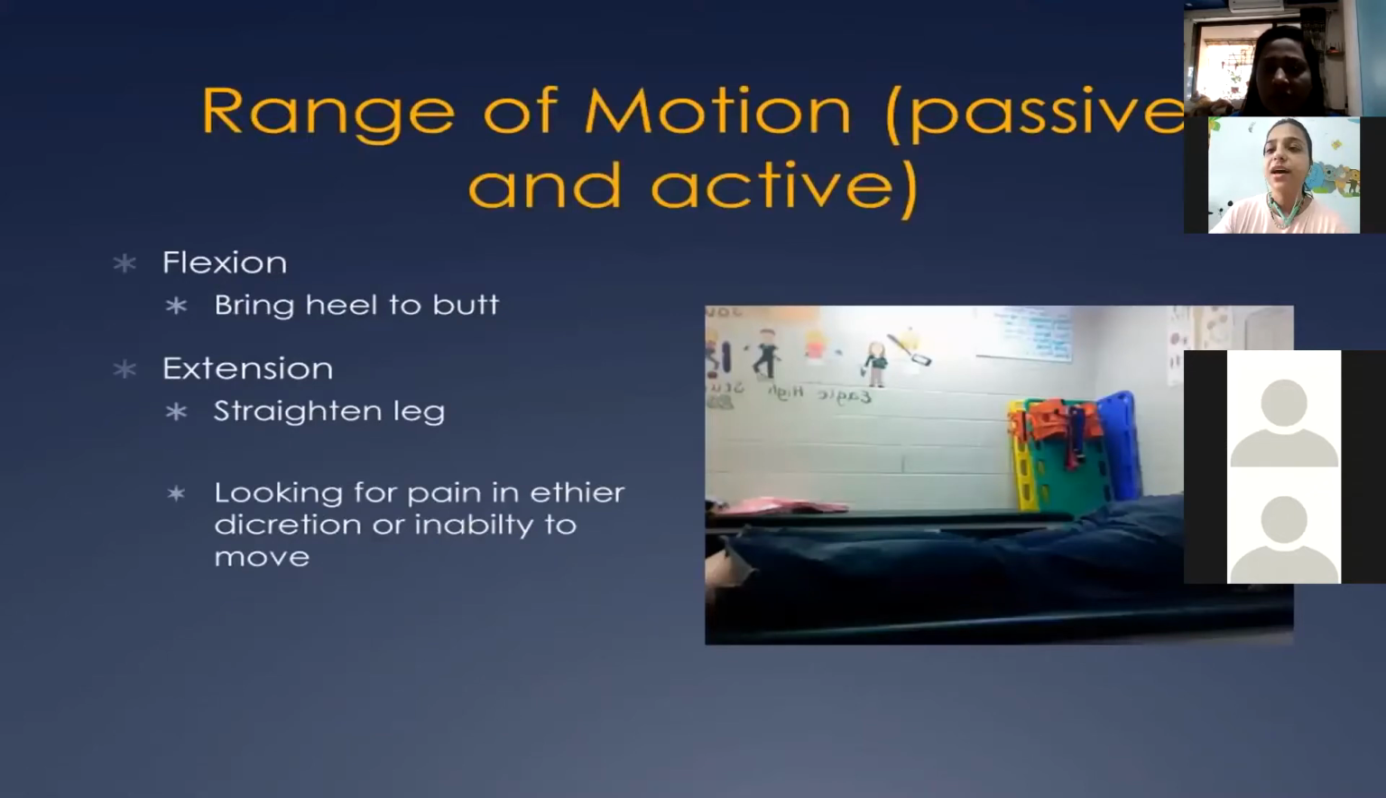So first of all, when the patient comes to you with the complaint of knee pain, we have to check the range of motion actively or passively. Actively, first ask the patient to lie down prone and tell him to flex his knee, meaning bring the heel towards the butt, and then extend it, looking for pain in either direction or inability of the movement. After that, we have to check it passively also, looking for the same: pain in either direction or inability of the movement.